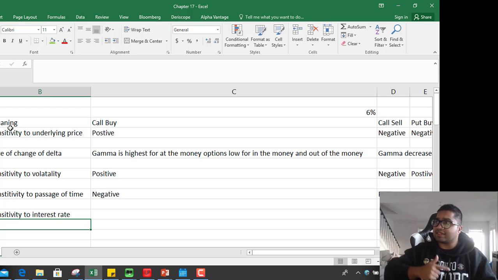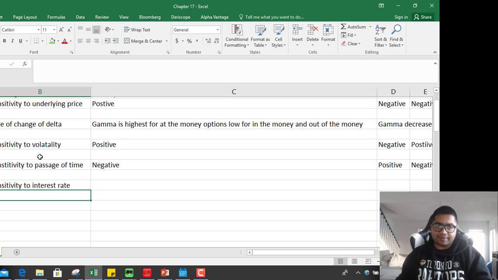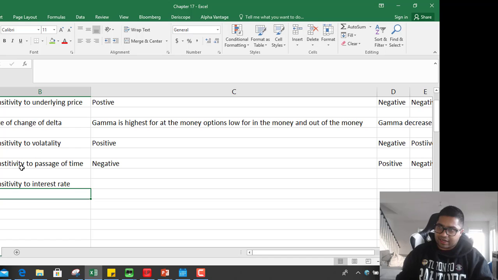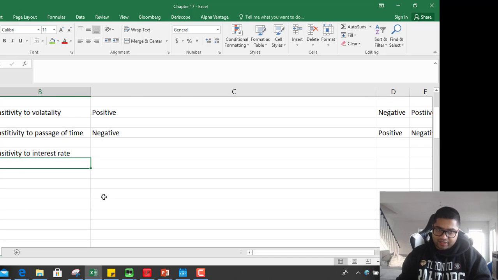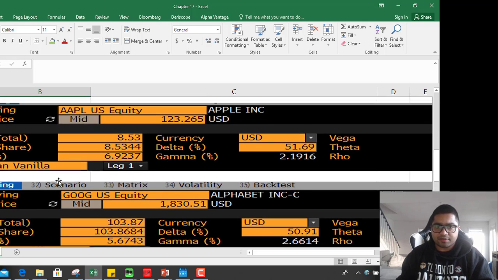Gamma is sensitivity to rate of change of delta. So it means if price movements are large, then delta will change and you have to factor that in. Vega is change to volatility. Theta is time, right? How much value will they lose each day? And rho is sensitivity to interest rates. So let's look at few options.